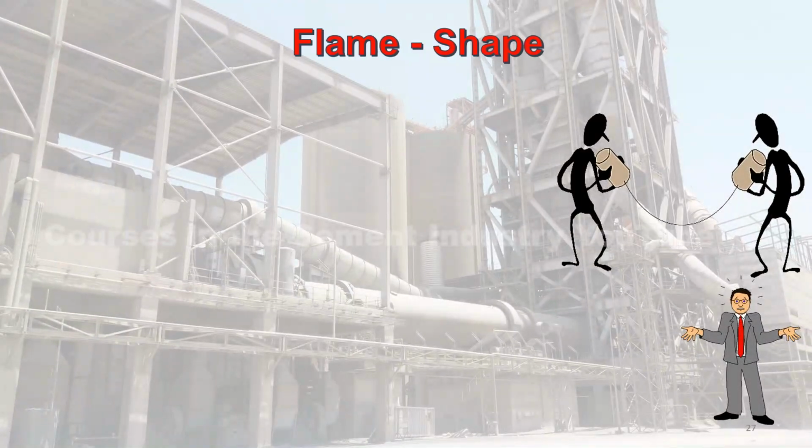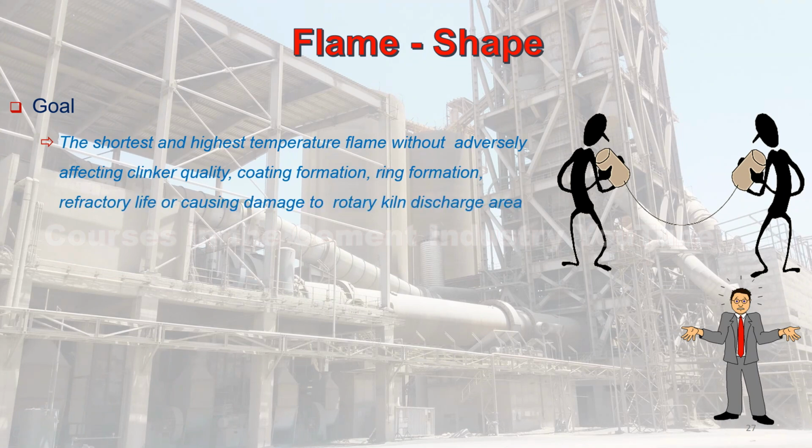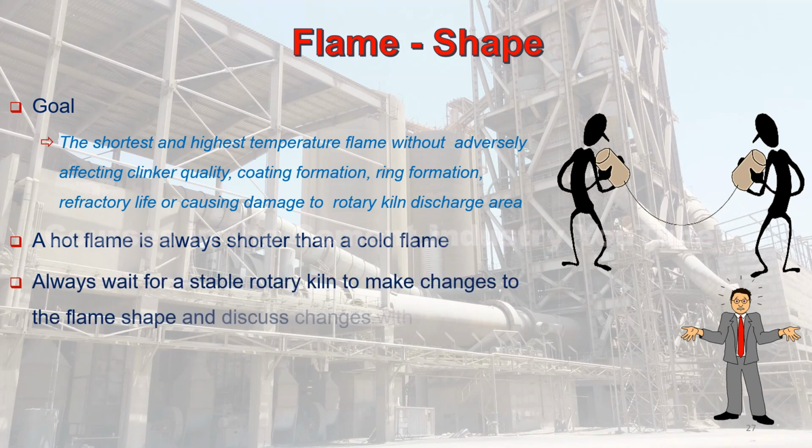Flame shape. Goal: the shortest and highest temperature flame without adversely affecting clinker quality, coating formation, ring formation, refractory life, or causing damage to the rotary kiln discharge area. A hot flame is always shorter than a cold flame. Always wait for a stable rotary kiln to make changes to the flame shape, and discuss changes with other operators and production management.